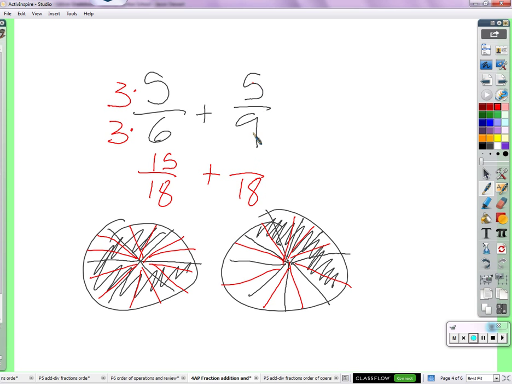How many 18ths do we have here? We had 5/9 to start with. Cut them into two pieces each. We have 10 eighteenths. 25/18, which is 1 7/18.